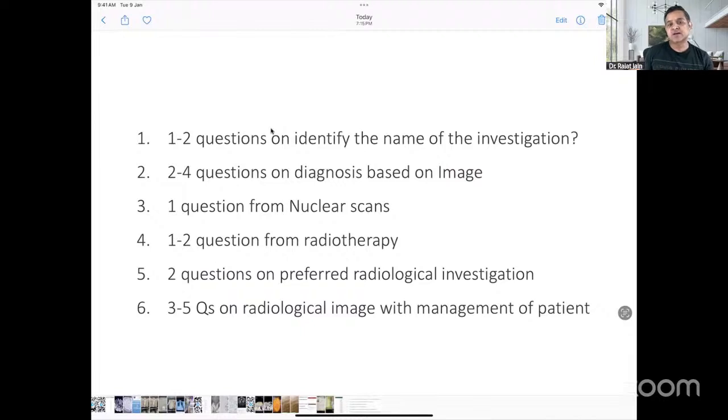One question in the exam is asked from a nuclear scan. They will give you a clinical scenario and ask which nuclear scan is to be done. One or two questions are asked from radiotherapy. Two questions are asked on preferred radiological investigation. They will give you a scenario and ask which radiological investigation is to be done. And three to five questions are nowadays asked where a history is given and an image is given, and you need not look at the diagnosis alone, but on the basis of the diagnosis, you have to decide the management of the patient. So in a nutshell, if you ask me, somewhere between 10 to 15 questions are going to be there in the exam.